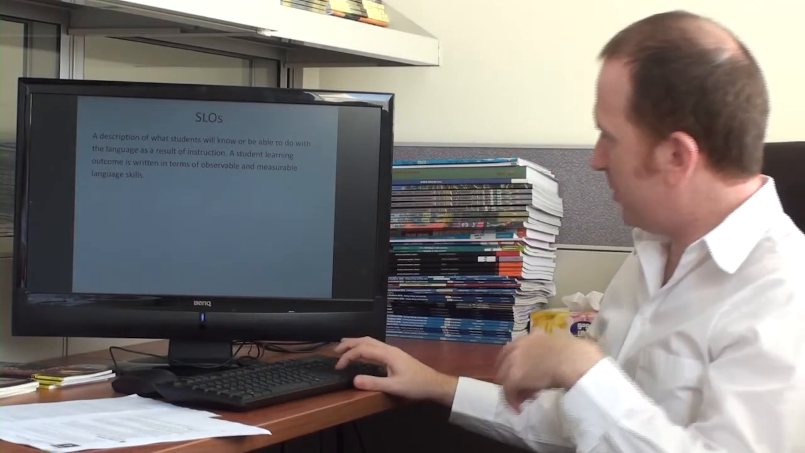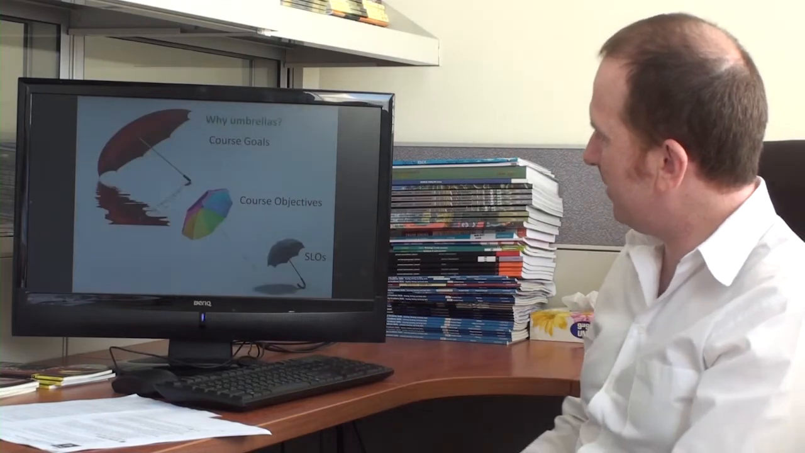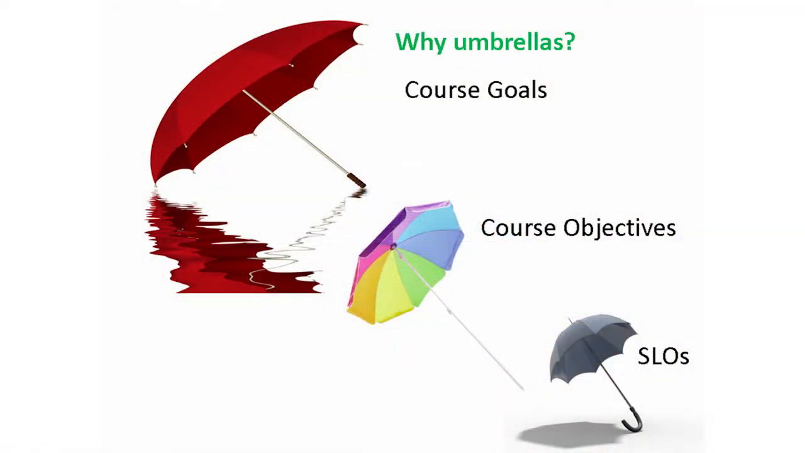So again, if we just go back up to our umbrellas, the SLOs are the ingredients of the course objectives. They support the course objectives. The course objectives are the ingredients of the course goals. They support the course goals. Hence, 3 different sizes of umbrella.